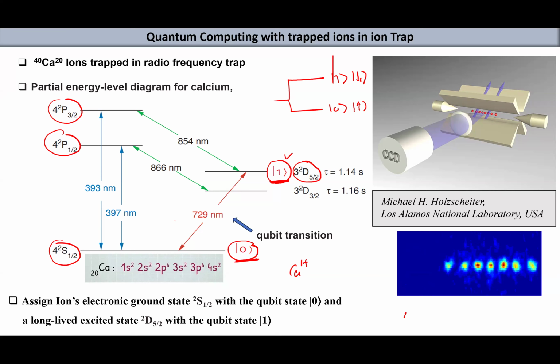So not only calcium, but different other ions can be used. For example, beryllium also can be used. Magnesium also can be used. Barium also can be used. There are different candidates available which can be used as the qubit. Calcium is more popular because of these lines, 393 and 397. The lasers for these lines are easily available in the markets. And this is the reason that people mostly use calcium in many laboratories.